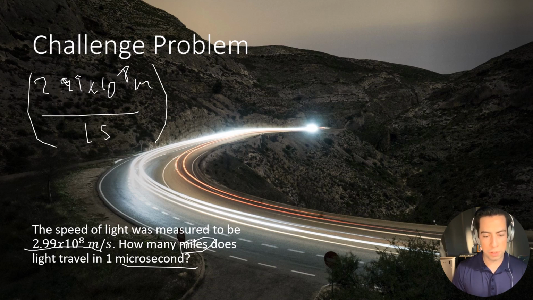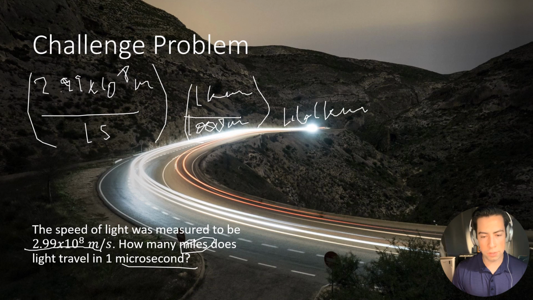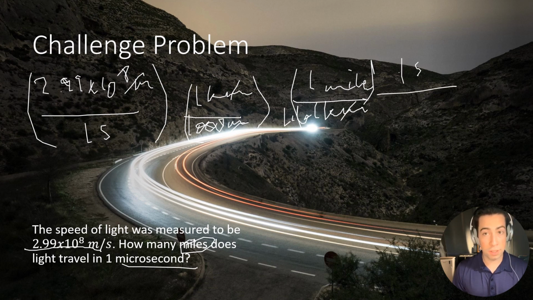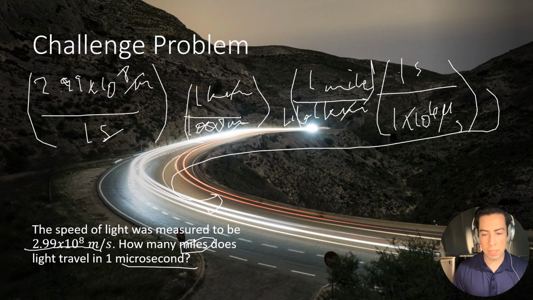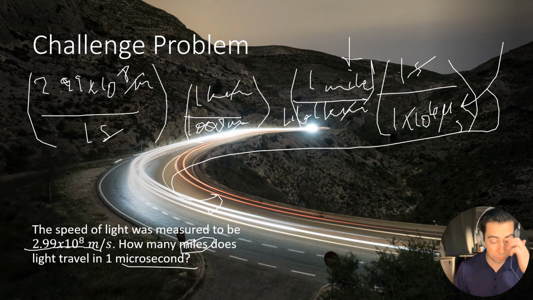So let's convert meters to miles. I know that there are 1,000 meters in 1 kilometer, and that there's 1.61 kilometers in 1 mile. So now my kilometers cancel and my meters cancel, and we have miles on the top, which is what I want. Now I'm going to convert seconds to microseconds. In 1 second there's a lot of microseconds. In fact, there's 1 times 10 to the 6 microseconds. So when I multiply that out, my seconds cancel, and I'm left with miles per microsecond.